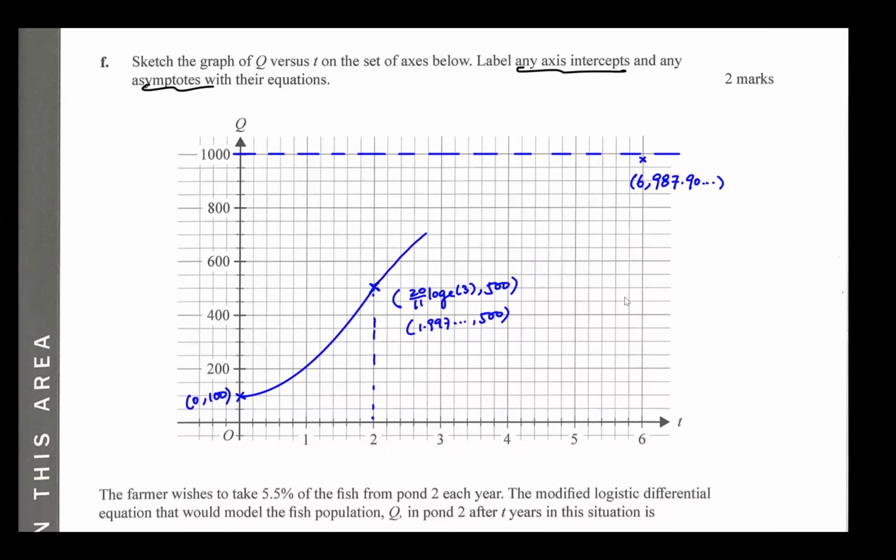And this, well, you probably need to show some good curvature, okay? Good curvature. And it's not just stopping at 6, so we need to extend beyond that point, okay? And is that everything? I suppose you need to label the equation Q equals 1,000, okay? All right.